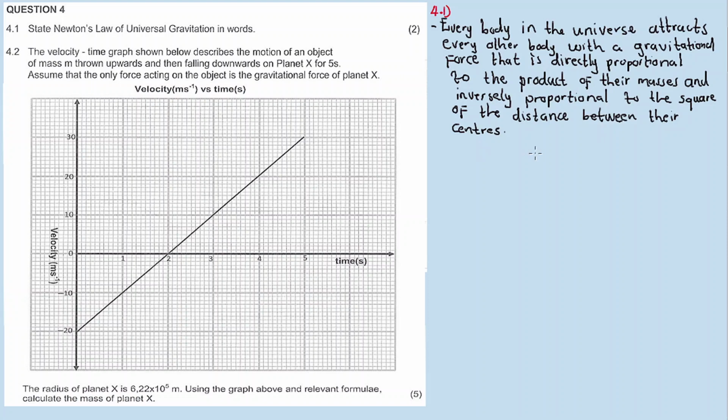Interesting. So if you crash, you know what to do. Show them this formula, I'm sure you will score. Anyway, 4.2.